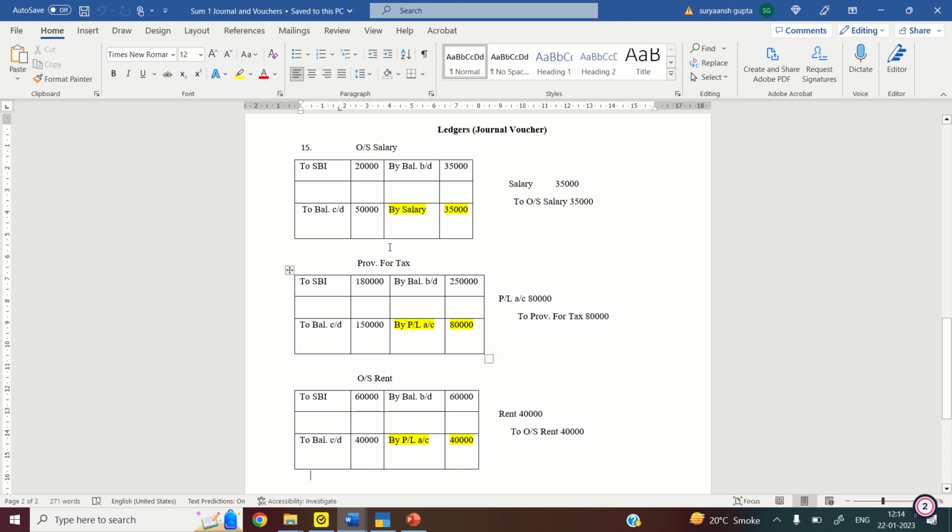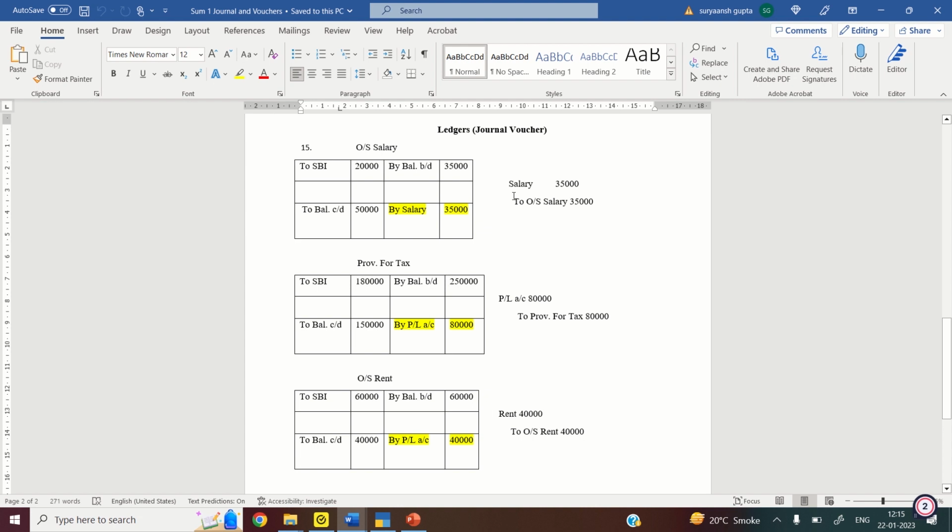Right? Now in point number 15 the carry forward is given to you. So you have written the outstanding salary carry forward 50,000, provision for tax carry forward 1,50,000, and outstanding rent carry forward 40,000. Now what is the balance? In outstanding salary, 50,000 plus 20,000 is 70,000, minus 35,000. So the balance will be 35,000, and the balance will go to the salary account.